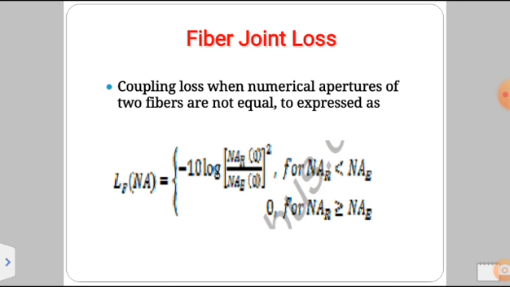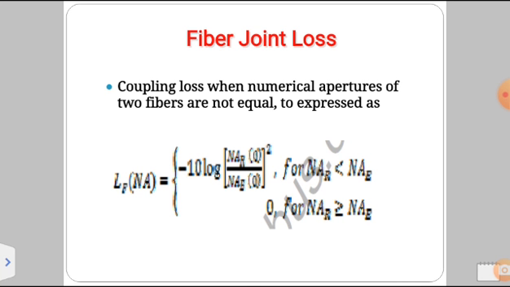Now, as far as joint loss is concerned, numerical aperture is one of the important parameters. The loss, which is a function of numerical aperture in the fiber, is equal to minus 10 log, here 10 stands for power, we are measuring power, of the numerical aperture of the receiving end of the fiber divided by the numerical aperture of the emitting end of the fiber, squared. That is equal to this much. This is the value. The condition is that the numerical aperture of the receiving end of the fiber is less than the numerical aperture of the emitting end of the fiber.